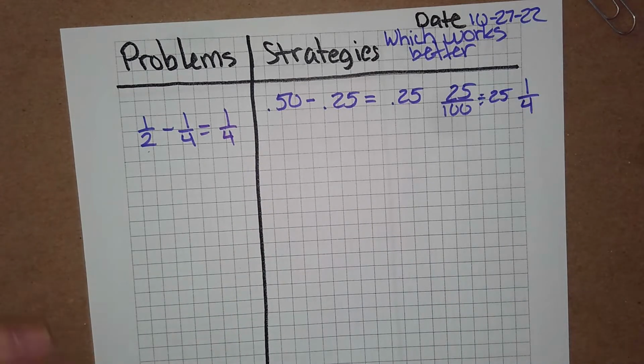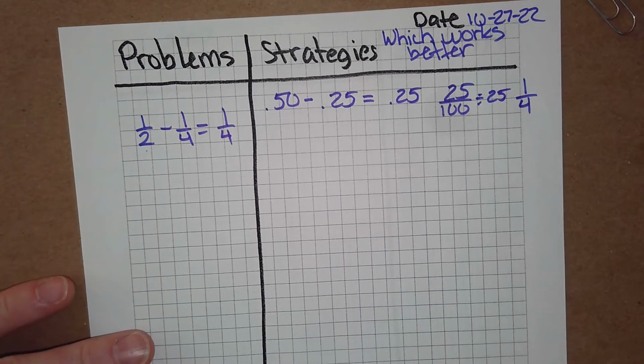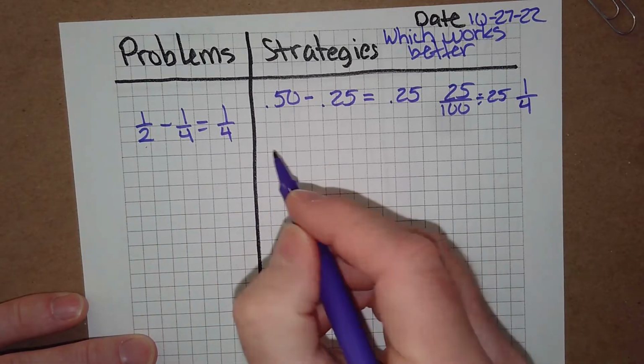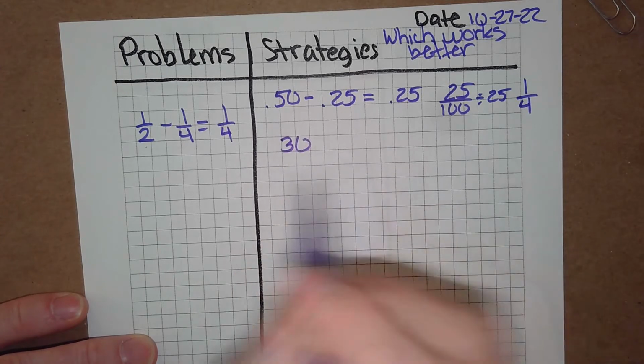Let's see if the clock model works. Now, we're not going to draw the clocks. I just want you to think about the times that they represent. So half of an hour is how many minutes? What's half an hour? 30 minutes. What's a fourth of an hour? How many minutes?